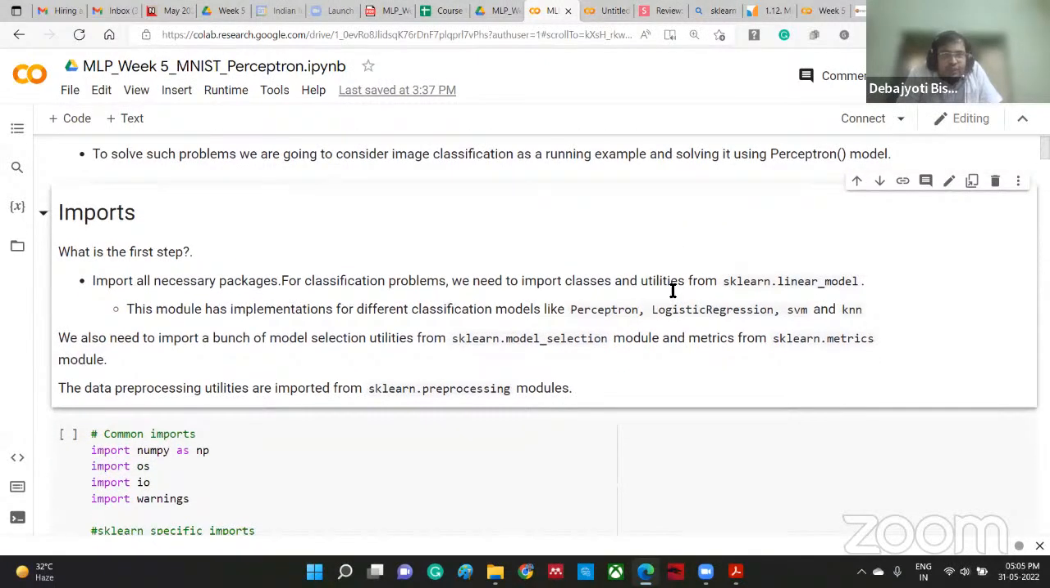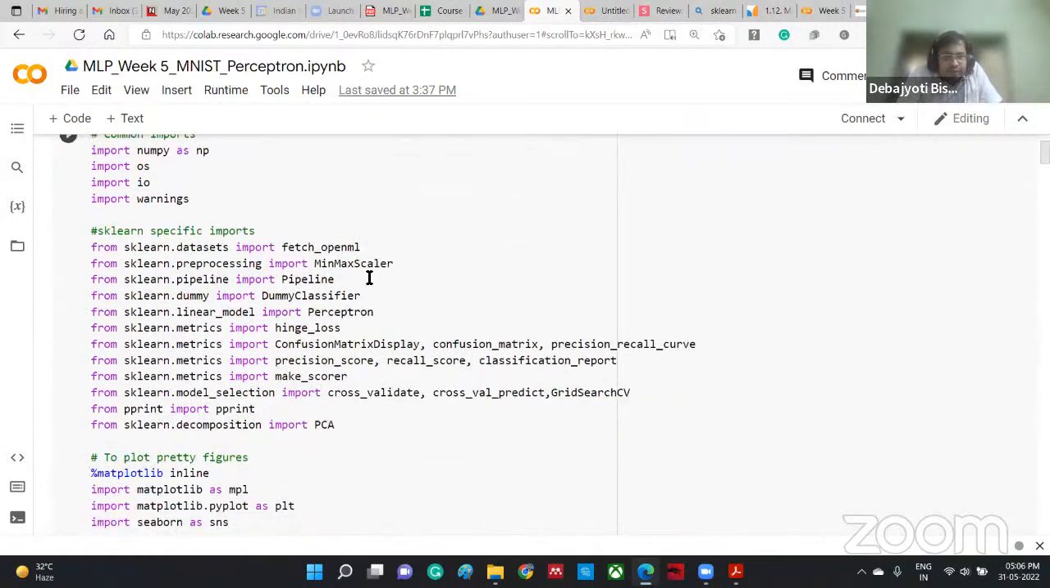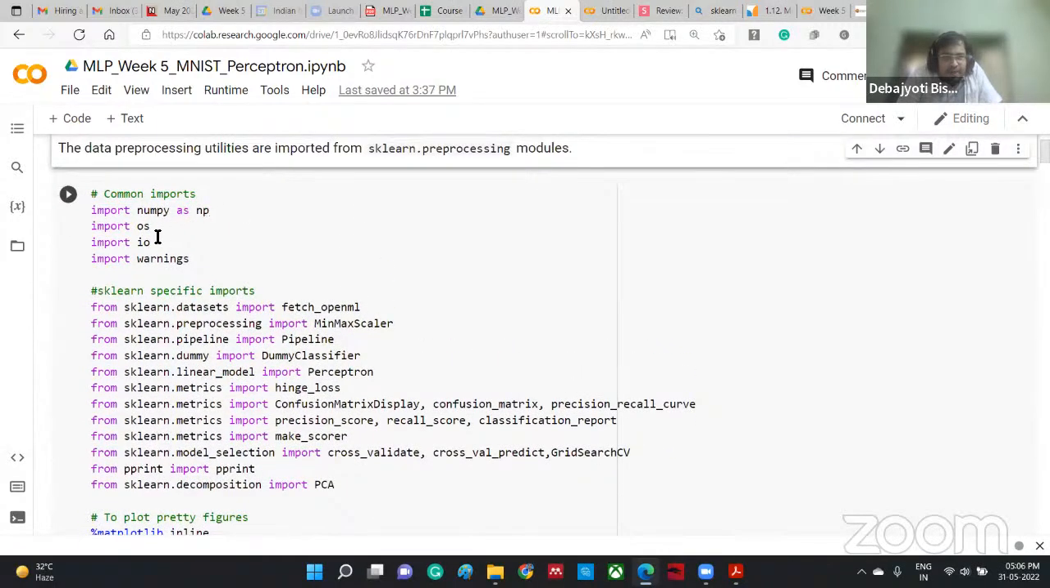We'll import the necessary packages for the classification model. We need to import the classes and utilities from sklearn.linear_model, and first import everything required: numpy as np, os, io, warnings. Then from sklearn.datasets we are importing fetch_openml. Then MinMaxScaler.